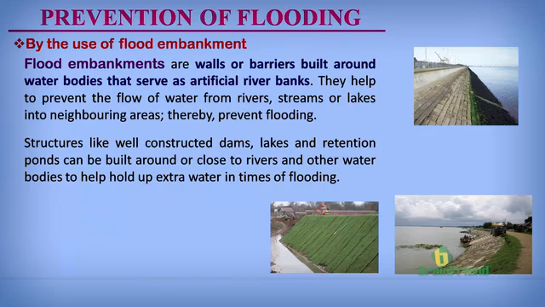We can also prevent flooding by the use of flood embankments. Flood embankments are walls or barriers that are built around water bodies like dams, but in this case, these are not dams. We say they are built around the boundaries of water bodies. What do they do? They act as artificial river banks.